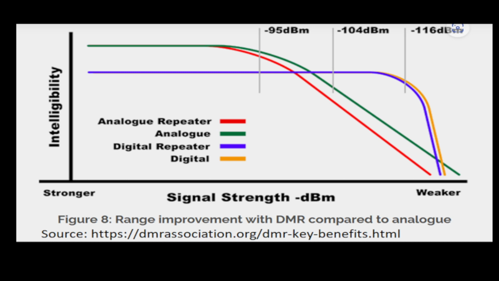And also you can notice that there's a sharper roll-off in this curve, so it does not degrade as gracefully. However, you'll note that you don't require as much power, dBm, for DMR over the analog. Now what does this mean in practical terms?